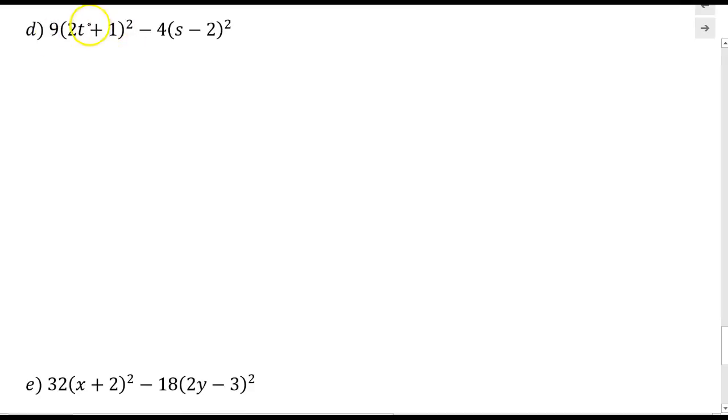So the same principle applies here, but now we've got those numbers out in front. So we're going to just have another step in terms of distributing. Same rules still apply. It's still a difference of squares because 9 is a perfect square. This whole piece is squared, so it's perfect. 4 is a perfect square. S minus 2 is also squared, so it's a perfect square. So here we go. Brace yourselves. Square root of 9 is 3. The square root of this whole piece, the binomial squared, is the binomial itself.